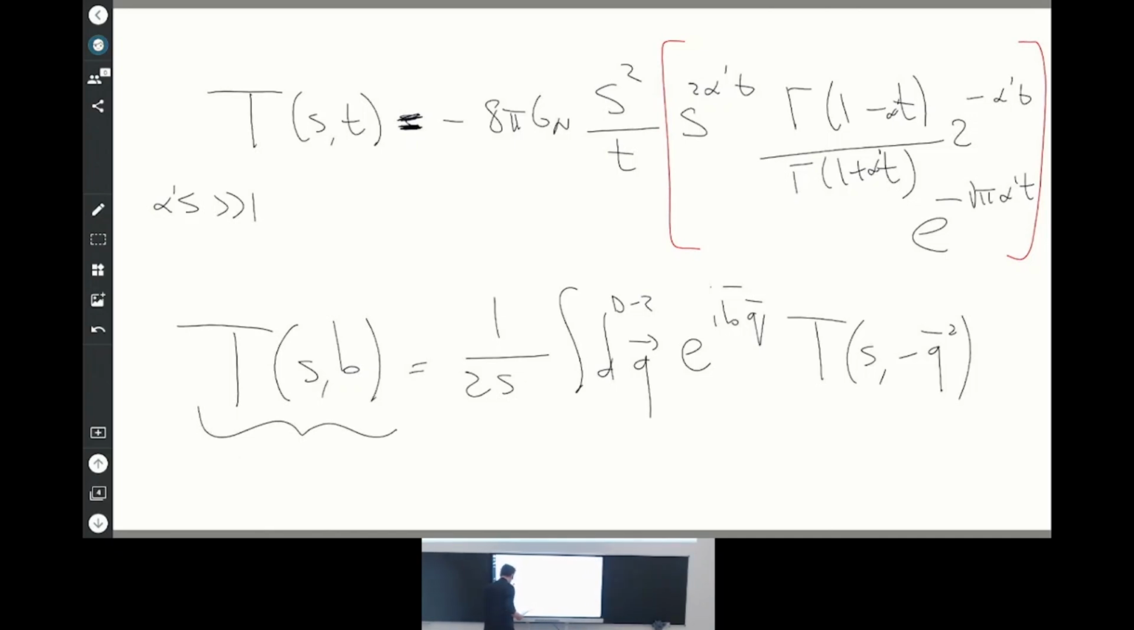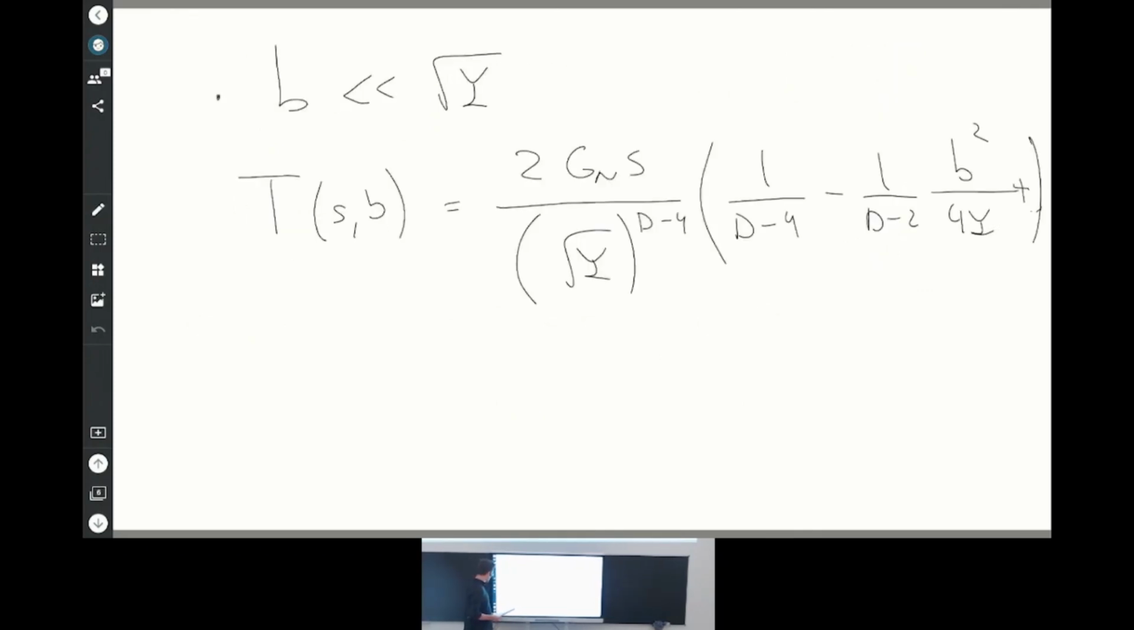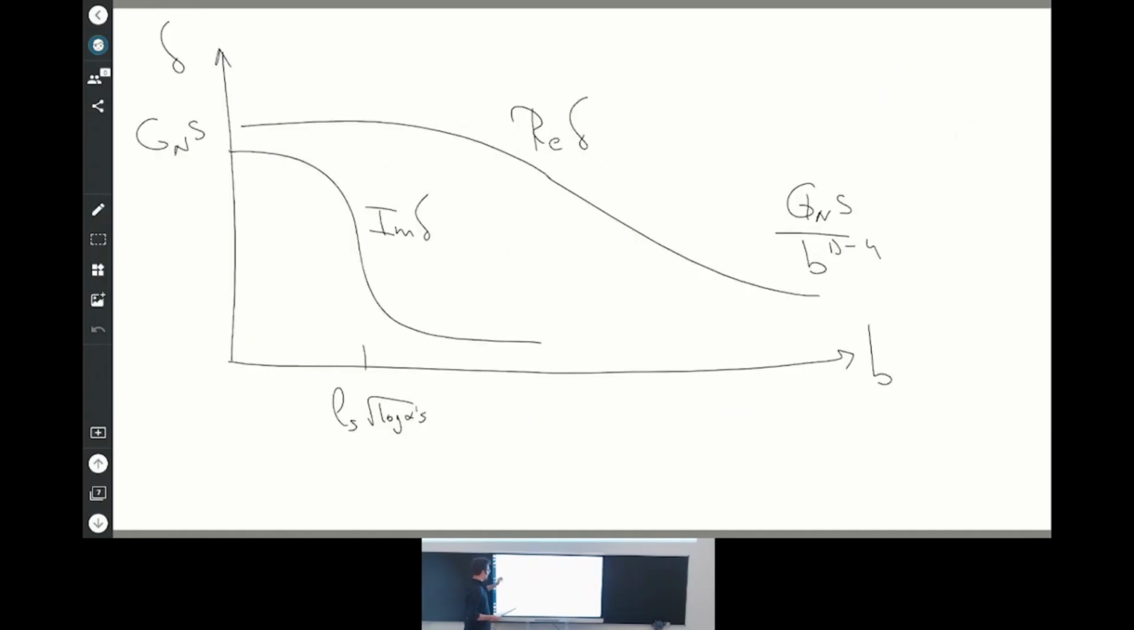I also called it the phase shift, so the phase shift is exactly the same thing. And now I'm plotting the Fourier transform of this Regge amplitude in the impact parameter space, and there are two basic regimes. That is what I plot here. So this saturates plus corrections of order B squared over Y. Here and here, well, here it's opposite. This is a phase shift.